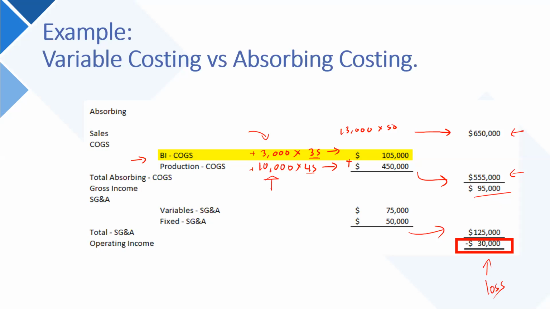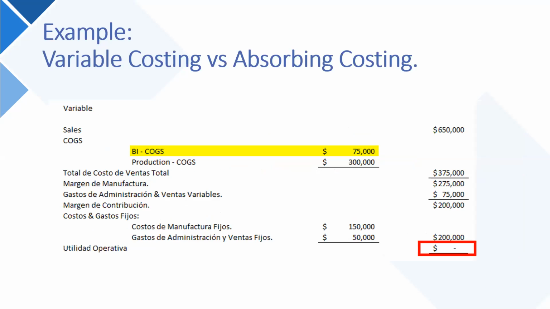Now let's see the variable. We start with the same thing, and the same thing is 13,000 times 50, which is my price. That is the number here. Now, we need to bring inside the variable income statement inventory, we need to bring it as variable inventory. So, Leslie, what number should we be using for the 3,000 units that we are going to be bringing here? What should be the number that we use for unit cost?